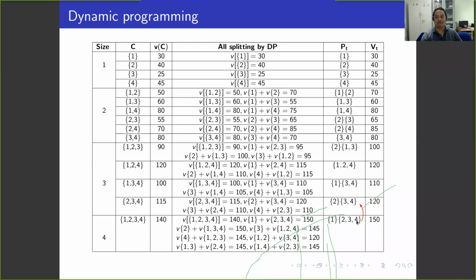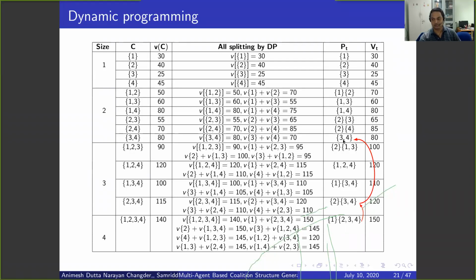Okay, and you see from 2, 3, 4, the best value is coming from this. From 3, 4, the best value is coming if they work together. So that means you have to take it this way: 1 will be working separately, 2 will be working separately, and 3, 4 together. So the final coalition structure will be 1, 2, and 3, 4. Because for 2, 3, 4 you are getting the best result from here, and for 3, 4 you are getting the best result from here. That gives the maximum profit, that is 150.